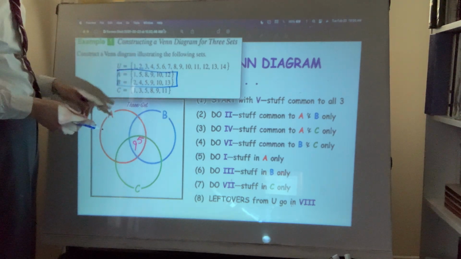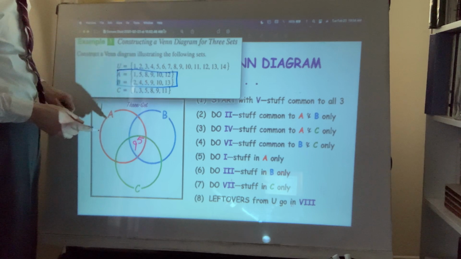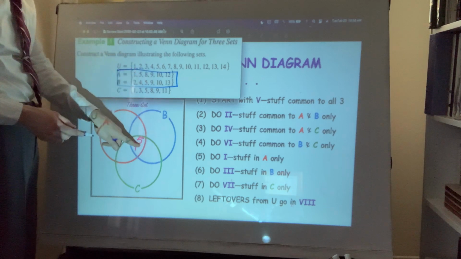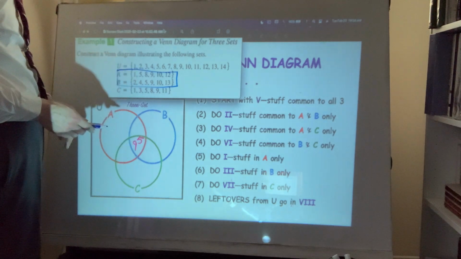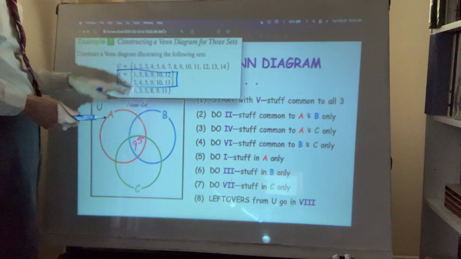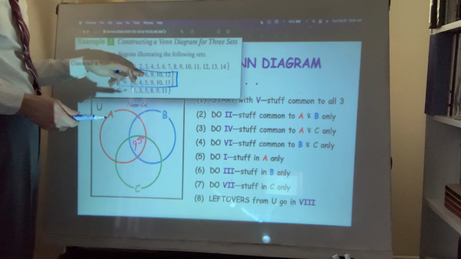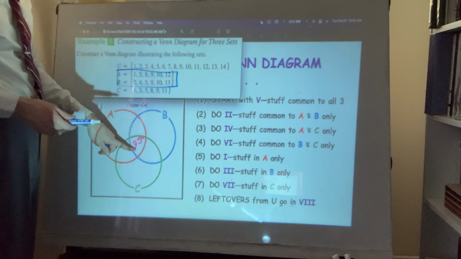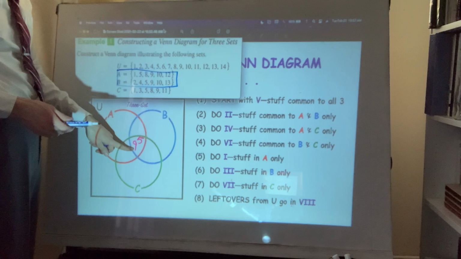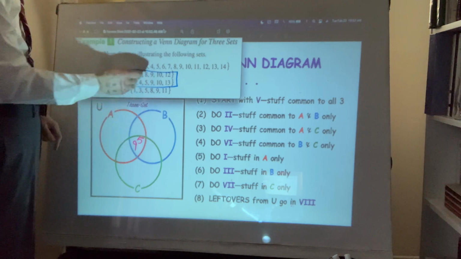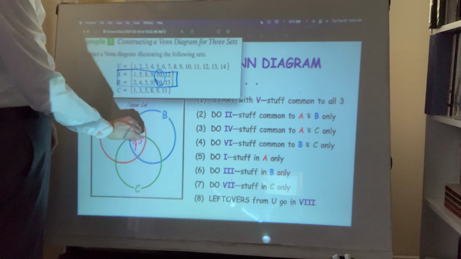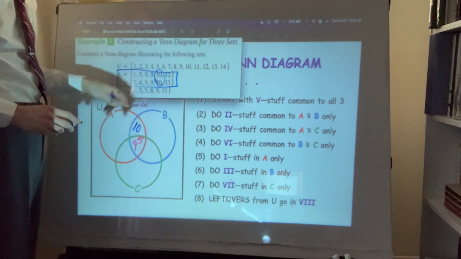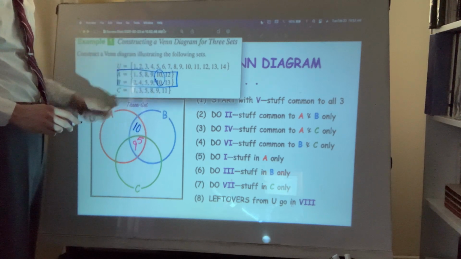3 doesn't show up at all. 4 is not in both of them. 5 is already accounted for. 6 is not in either of them. 7 is not in either of them. 8 is only in A. 9 is already accounted for, right? But finally we get to something that works. 10 is in both of them. So we're going to put a 10 in here. All right, 11 is in neither, 12 is in 1, 13 is in 1.